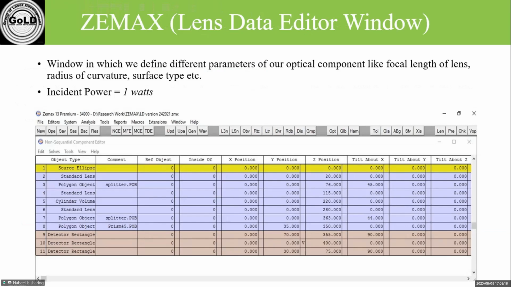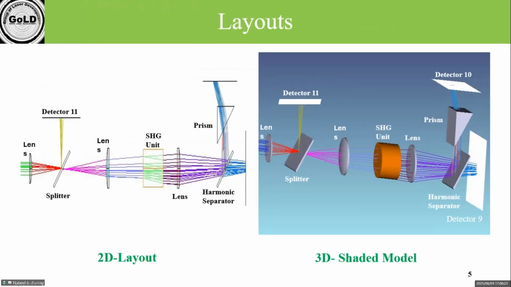The incident power which we have used is 1 watt, and this is basically the 2D and 3D layout of my setup, in which you can see here is the splitter which is splitting the beam, and then a lens to collimate the beam. And the second harmonic generation element is not a non-linear crystal. It is basically a thin layer which has a birefringence coating. So it is splitting the beam into ordinary and extraordinary rays, and then a lens, and then a harmonic separator.